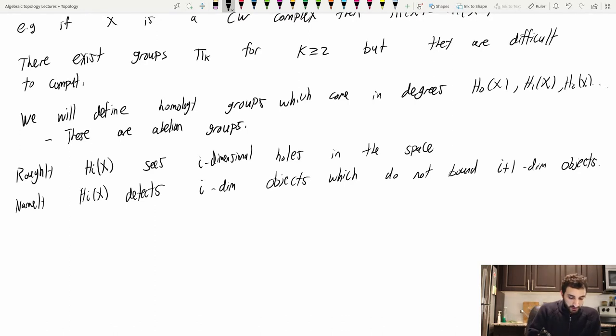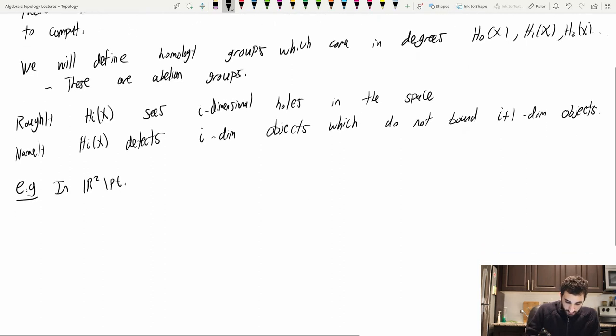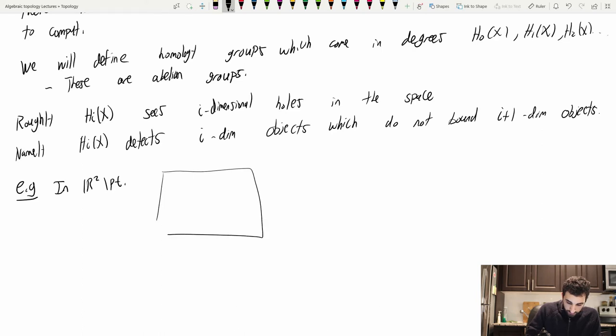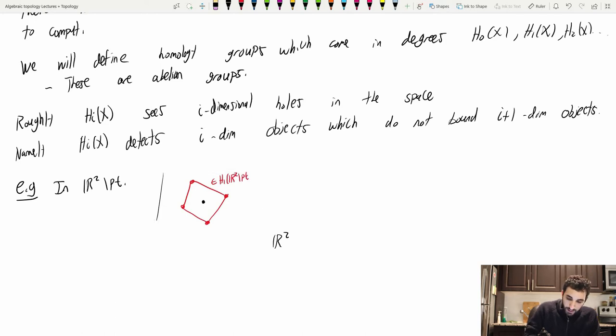So let me just give you some examples so we get a feel for the theory. In R2 minus a point, so here I am, this is R2, this point is missing, and this group H1 is going to be built out of these polygonal chains. So this is some element here of H1 of R2 minus a point. And now the question is, is this the zero element of H1 of R2 minus a point? And it turns out it is not.